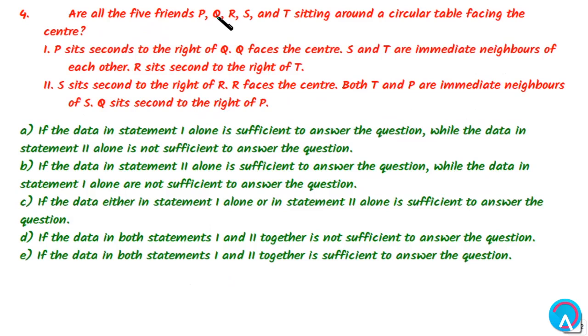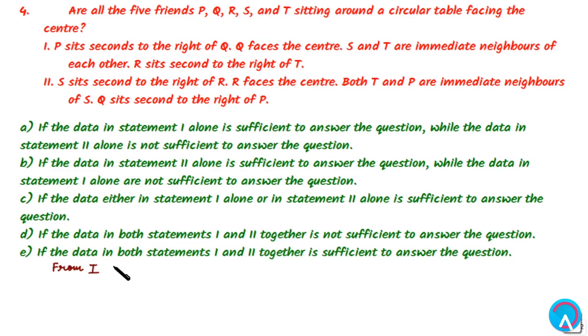Question number 4. Are all 5 friends P, Q, R, S and T sitting around a circular table facing the center? Statement 1 is, P sits second to the right of Q, Q faces the center, S and T are immediate neighbors of each other, R sits second to the right of T. And the second statement is, S sits second to the right of R, R faces the center, both T and P are immediate neighbors of S, Q sits second to the right of P. Let's analyze the statements.